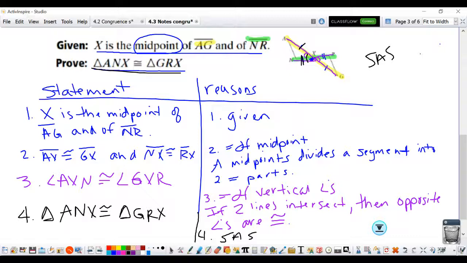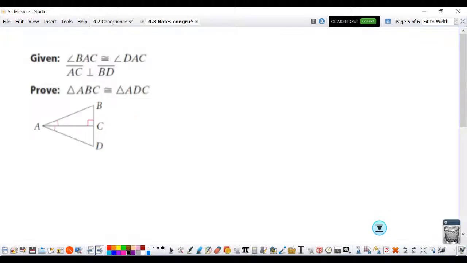Okay, so these definitions are so important. Everything that we've learned so far, we are going to use. All right, here's some more proofs.